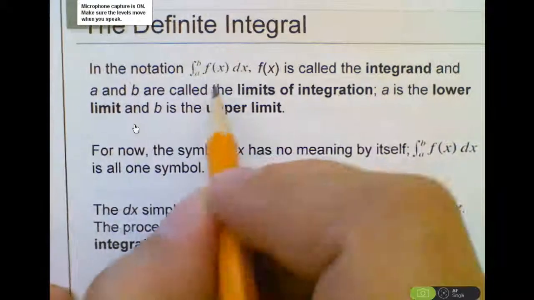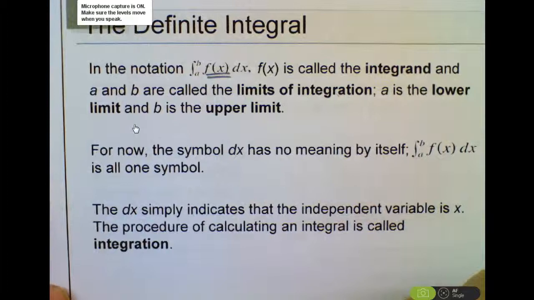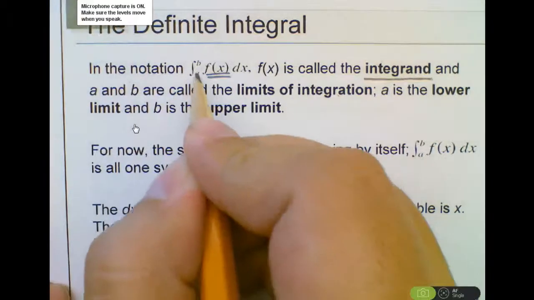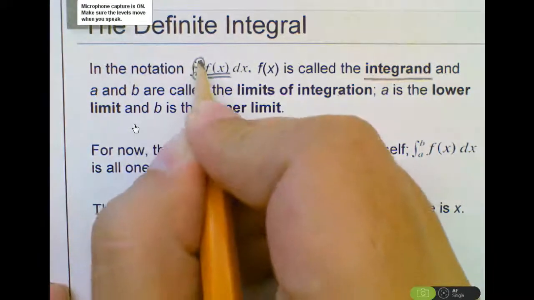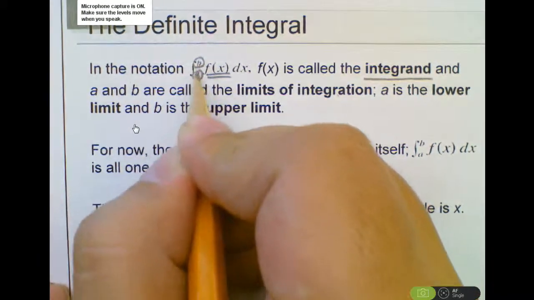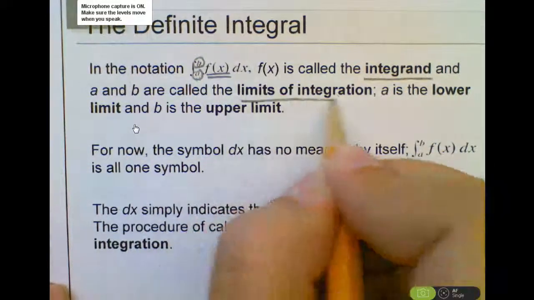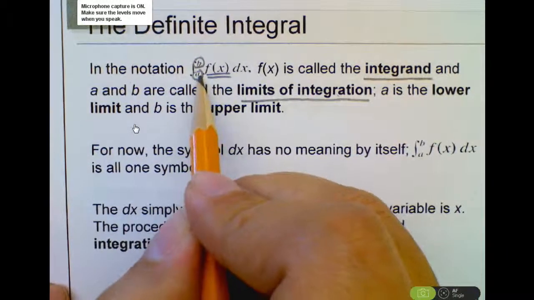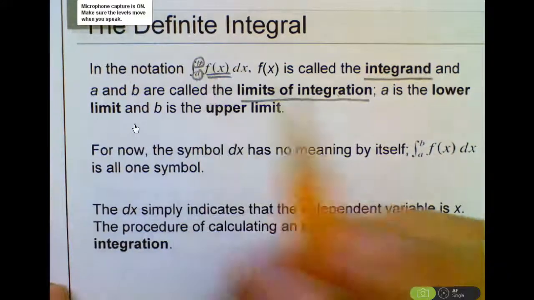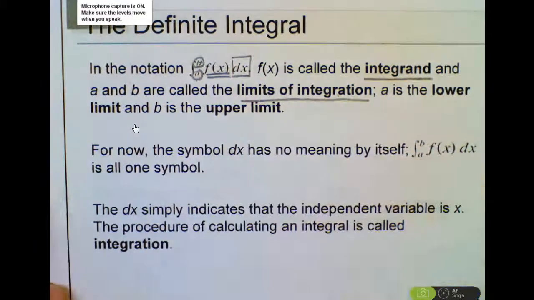So the integral has different parts. The function f that is inside the integral is called the integrand. Now the numbers that are located on the top and the bottom of this S sign are called the limits of integration. And the one in the bottom is going to be the lower limit, and the one on top is going to be the upper limit. Now dx right now doesn't mean anything.